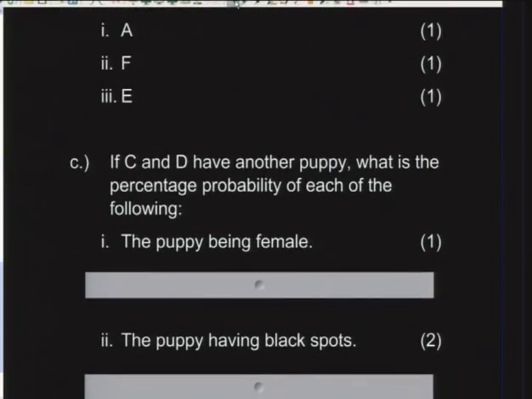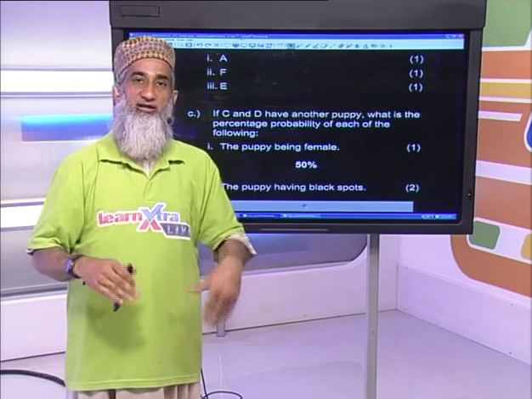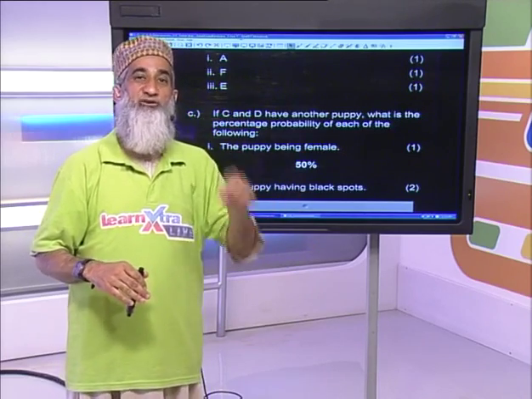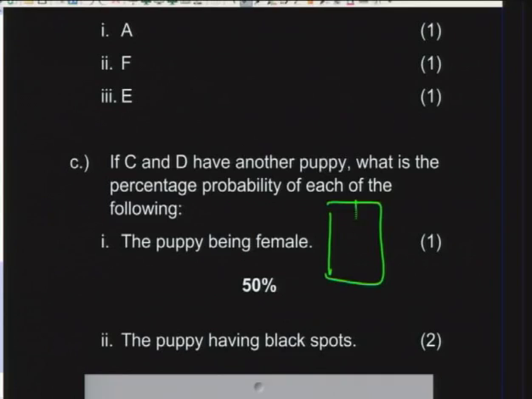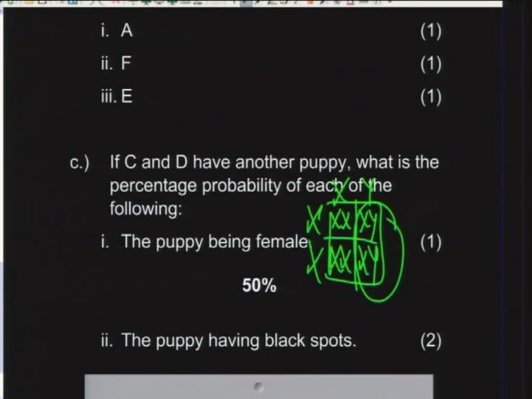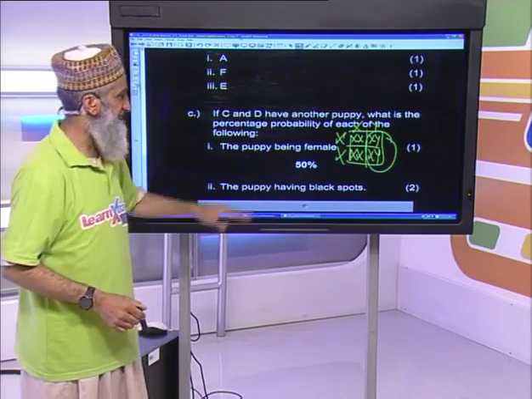Now, if C and D have another puppy, what is the probability of each of the following? The puppy being female. Remember, when any male and any female have children, the chances of them being male or female is always 50-50. Why? Because if we look at them on a Punnett square, XX is the mother, XY is the father: XX, XY, XX, XY. So see, 50% male, 50% female. Whether you have 100 children or 150 children, the genetic chances for the next one are 50-50.